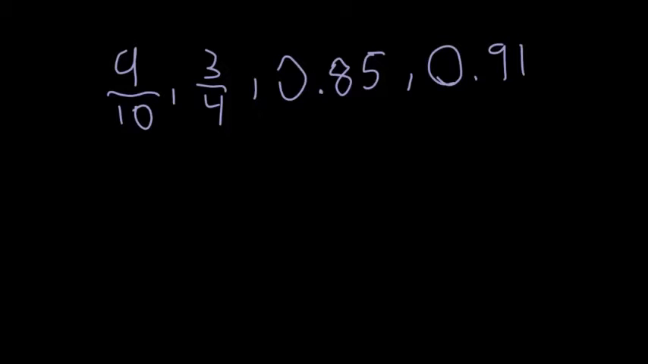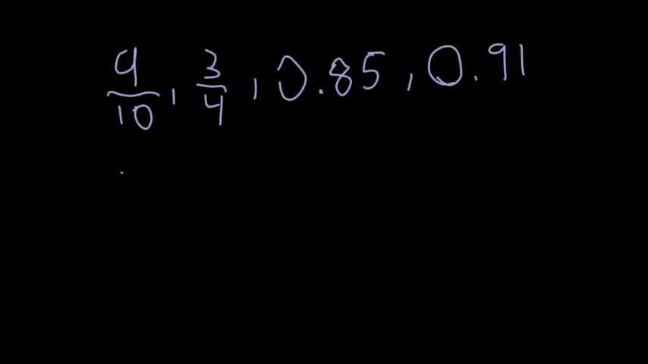Alright, so now we're going to order these. So I've got 9/10, 3/4, 85/100ths, and 91/100ths. So when you do this, you either need to make them all fractions or make them all decimals to compare. And you just need to kind of look at it and think about what's going to be easiest. Well, 9/10 is going to be really easy to make a decimal because that is the decimal. So it's going to be easiest to make these decimals.